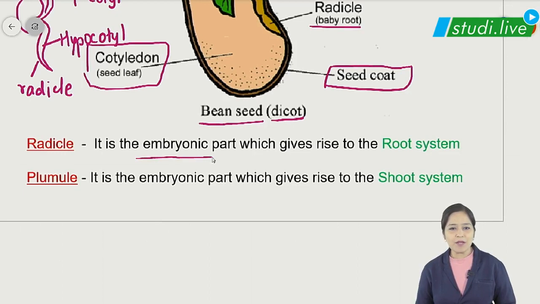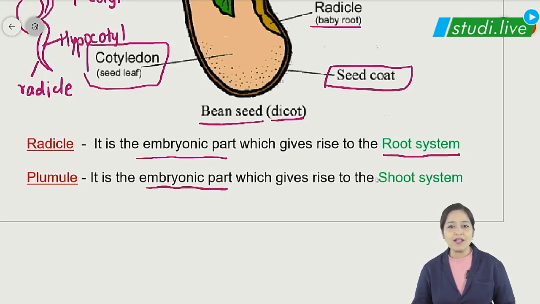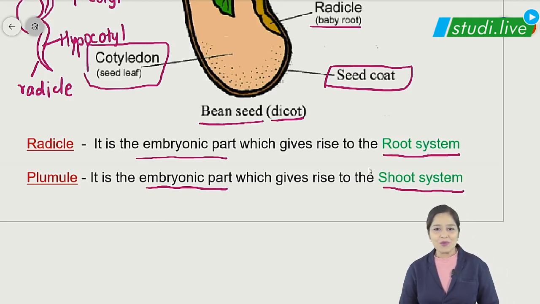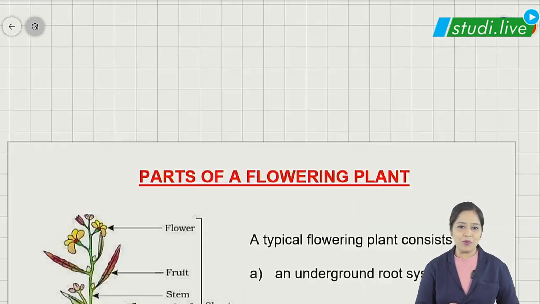It is the embryonic part. बाद में ये radical form होता है क्या, root system. Whereas plumule is the embryonic part which gives rise to the formation of the shoot system, which is the stem. So this was about the radical and plumule.